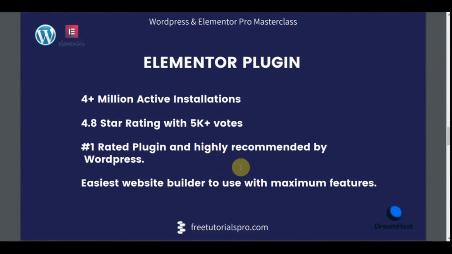Let's go ahead. Elementor plugin. It has 4 million plus active installations till now. It's rated the number one plugin and highly recommended by WordPress. It has an overall rating of 4.8 stars out of 5 with a massive volume of 5,000 plus votes. That's tremendous, guys. So I would say this is the easiest website builder there is with maximum features. I've been using it for the last 2 years and it's really awesome. And you will come to know about it real soon.